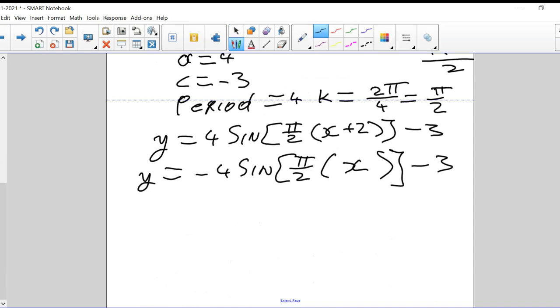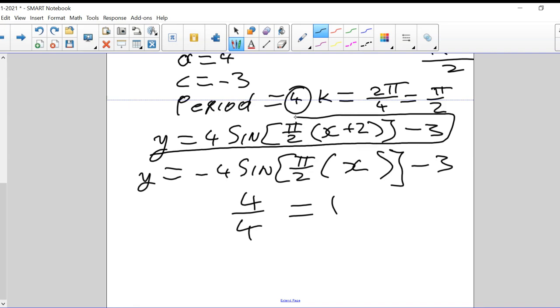This is the period that we said we had of 4. So I'm going to take 4 divided by 4, which of course is 1. And I'm going to take the function that we started off with, which is this one here. And I'm going to take the phase shift that's on there now. That phase shift is x plus 2.